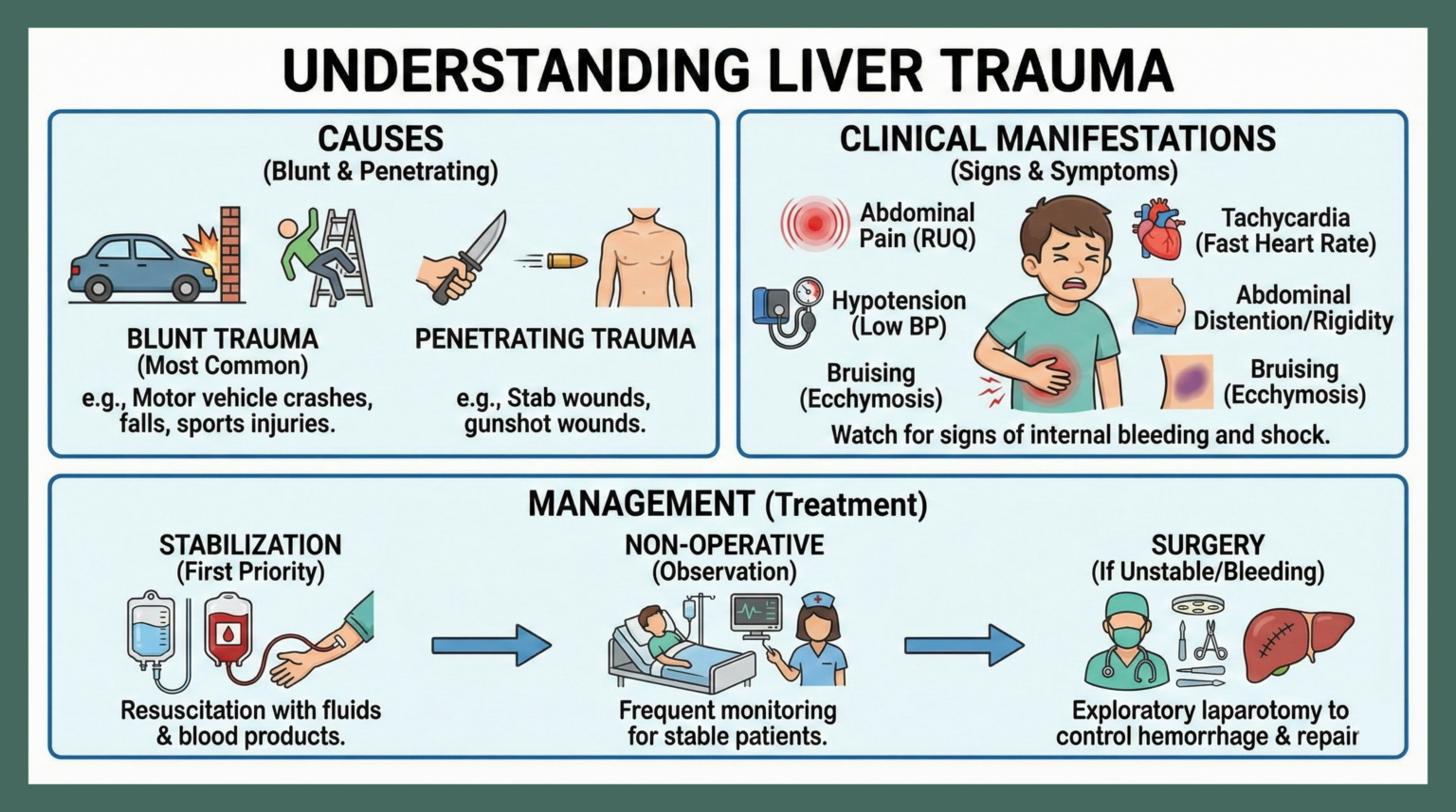The pathophysiology, the outcome depends on the severity of the injury, age, and existing shock. The liver's high vascularity means any trauma increases the risk of massive bleeding. Clinical manifestation, we look for the signs of hemorrhage and shock: decreased blood pressure, tachycardia, and pallor. In the abdomen, we'll see pain, guarding, and distension.